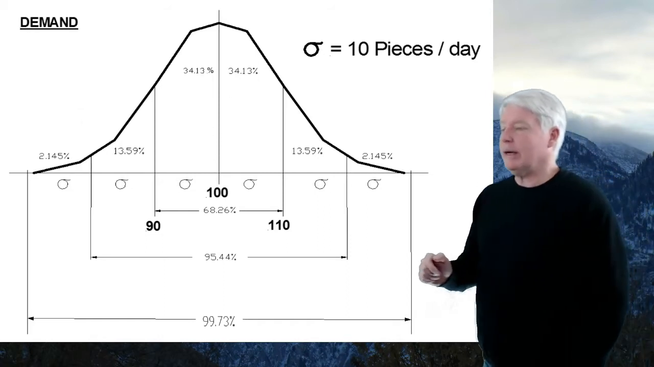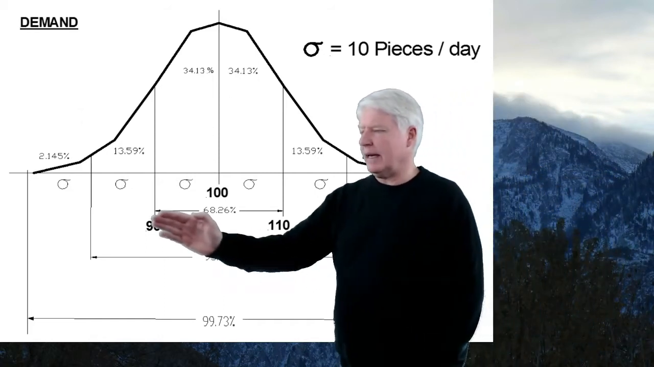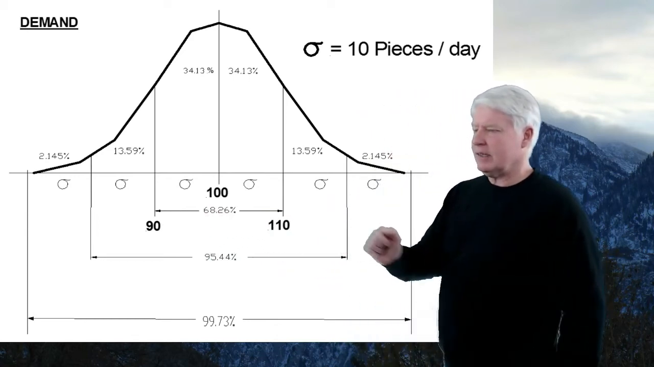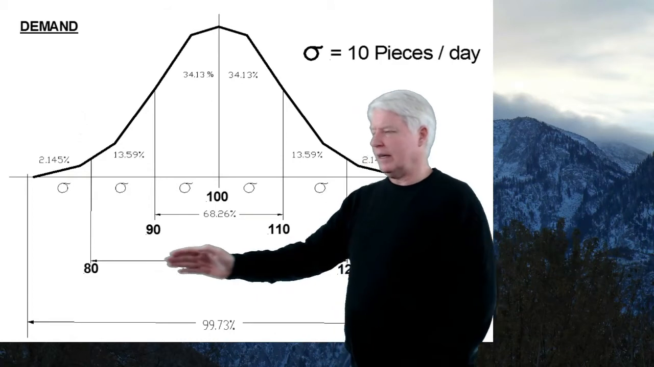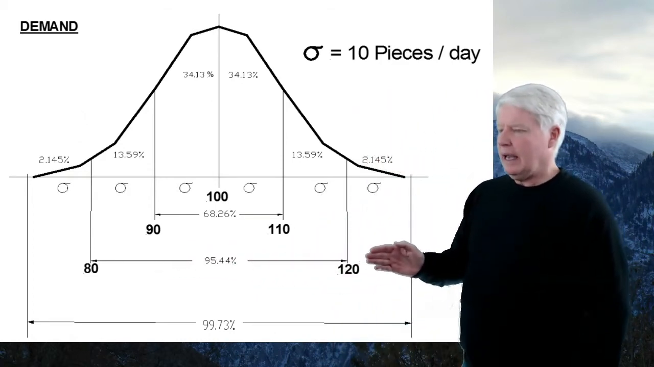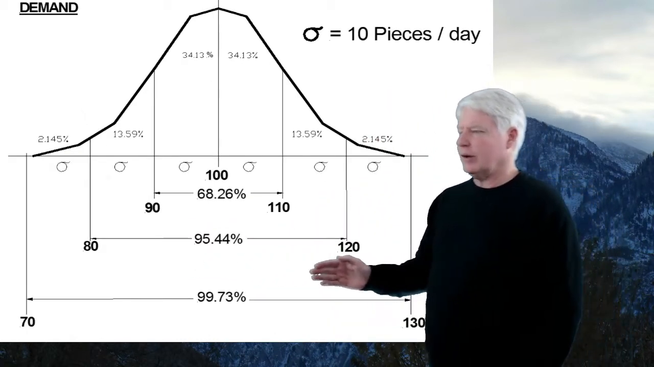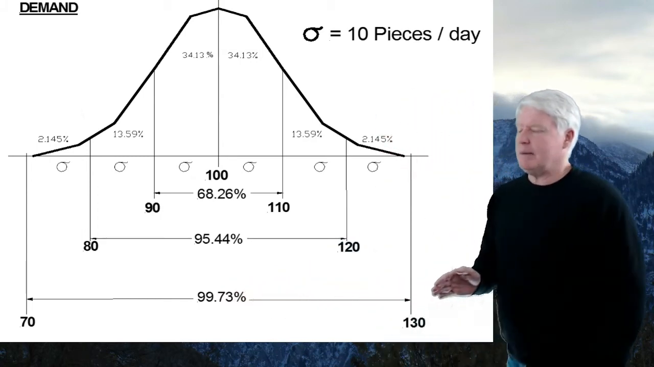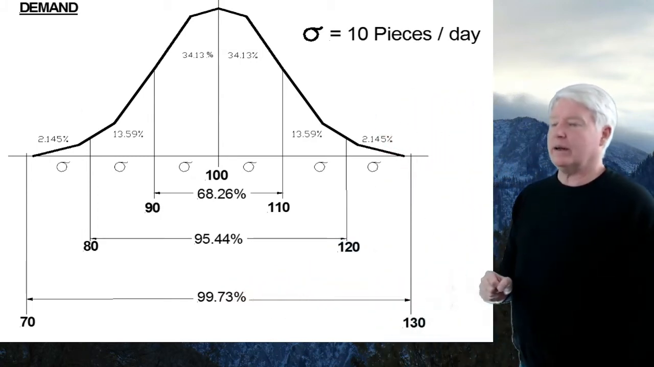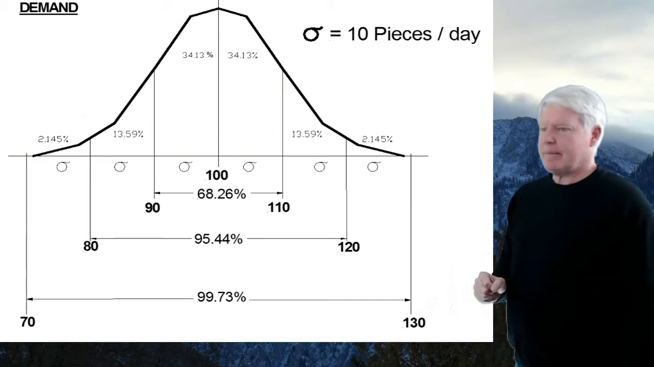So 68.26% of the time the true demand will be between 90 pieces and 110. And 95.44% of the time the demand will be between 80 and 120. And of course 99.73% of the time the demand will be between 70 and 130 pieces. Okay.